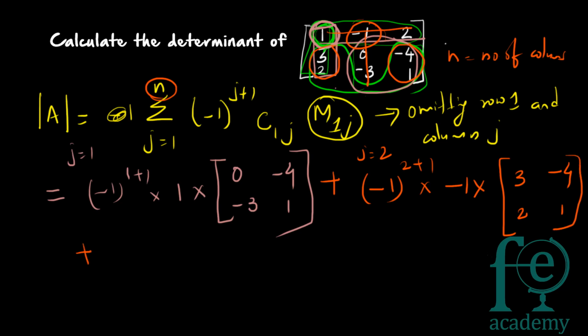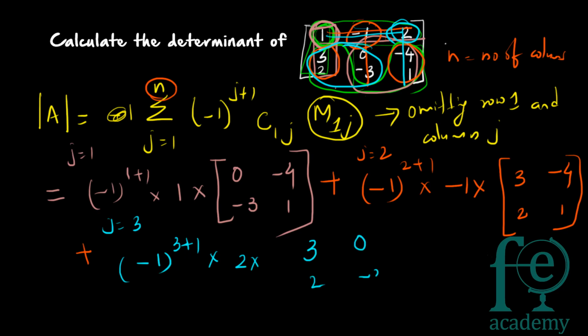Now your final element. Final element you will be getting like j is equal to 3. So j is equal to 3 means you will be getting (-1)^(3+1), 3 plus 1, into you are omitting the first row and the third column. Third column and the first row you are omitting. So what is that particular element? 2. So 2 into, so first row and third column omitted means what is the remaining 2 cross 2 matrix? You will be getting 3, 0, 2 and minus 3. So that is your final element.